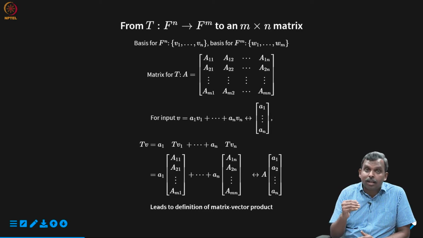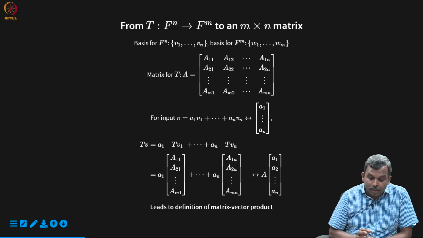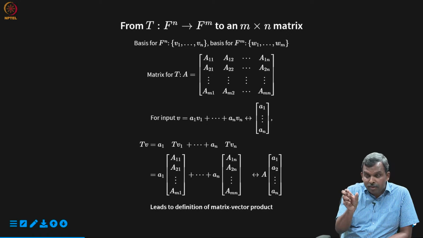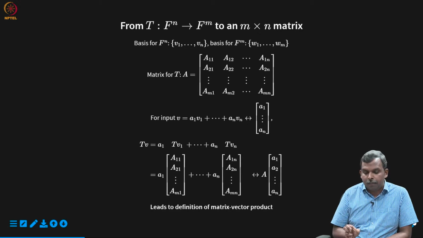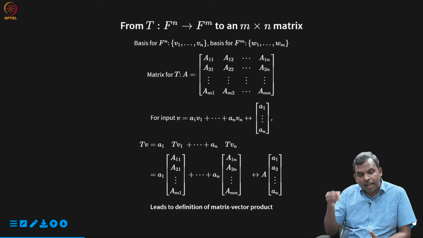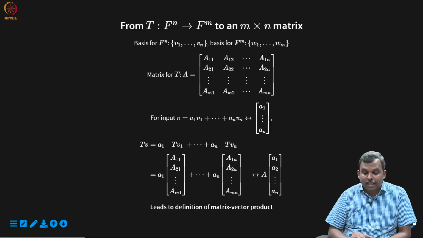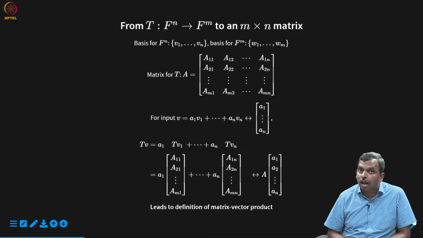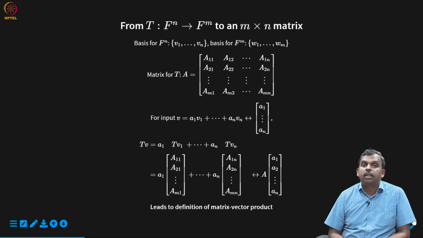Now TV1 is nothing but the first column of the matrix A. So we can write A1 times, and then replace TV1 with the first column of the matrix A. Plus, like that you can do for A2 also. A2 is not shown here in the slide, but you can see A2 times TV2. TV2 you replace with the second column from the matrix A. So on till An times the last column of the matrix A, and that gives you the output corresponding to the input V.